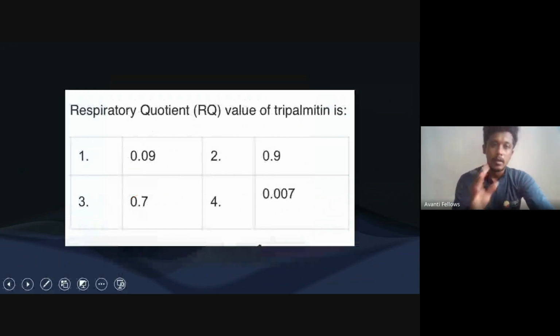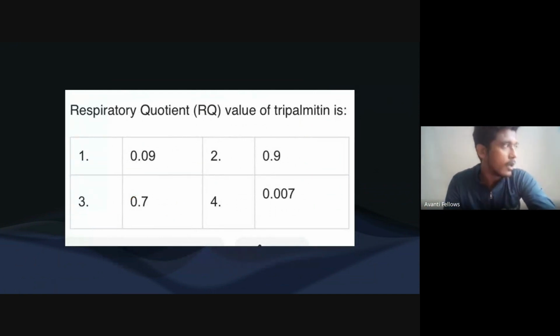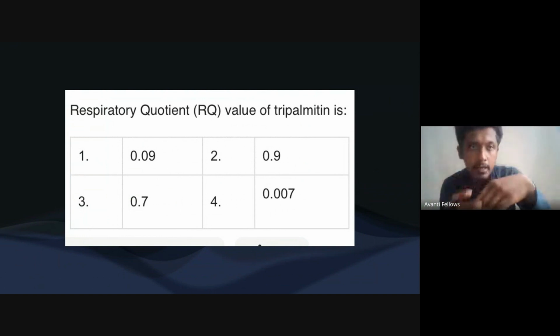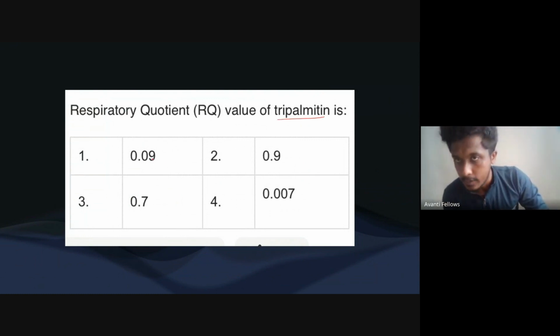Okay, another question. Respiratory quotient, RQ value of tripalmitin is. What is respiratory quotient? Amount of carbon dioxide released divided by amount of oxygen used for any substrate. We have proteins, carbohydrates, and fats as the substrates. So when we want to burn any of these, we try to take the respiratory quotient, correct, right? So how much does tripalmitin give? What is its value? 0.09, 0.9, 0.7, 0.007. So what is it, people?